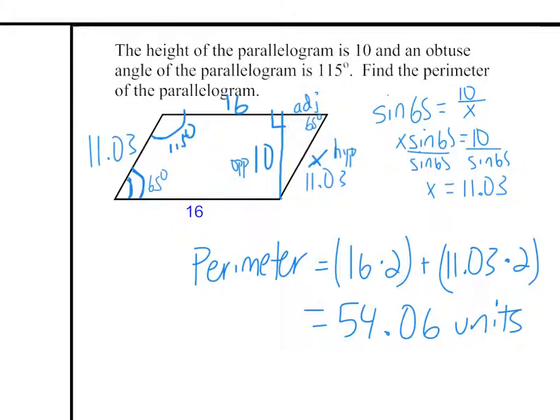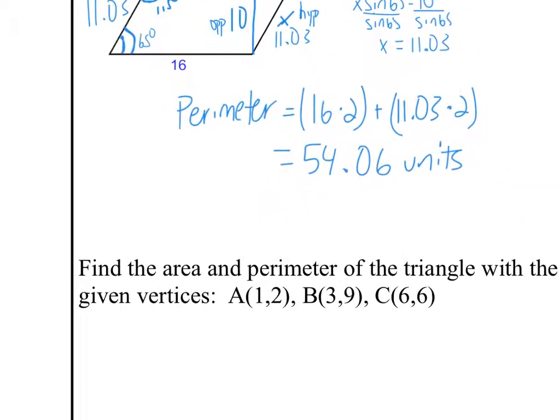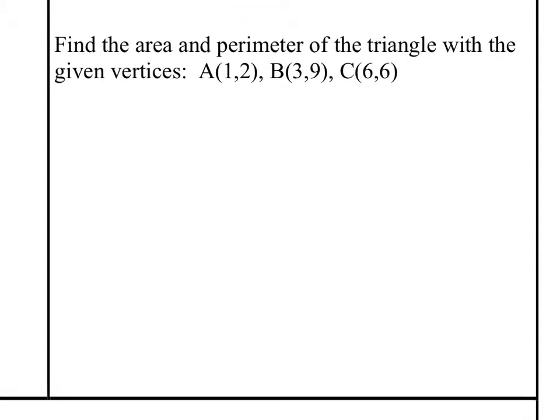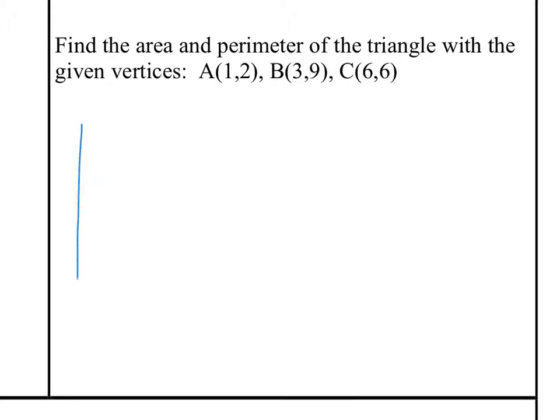Let's try our last one. Our last one says to find the area and the perimeter of a triangle with the given vertices. Since it gives the coordinates, I'm going to try to make a little graph of what that might look like. So 1, 2, I'll put right here for A. 3, 9, I'll put way up here for B. And 6, 6 can go here in the middle.